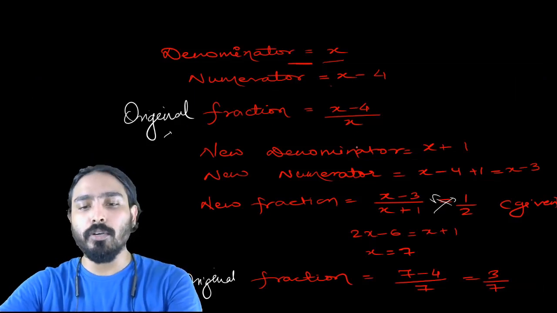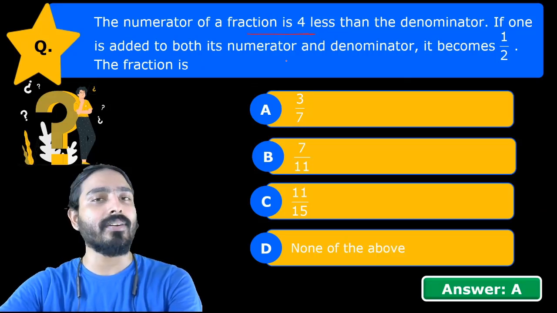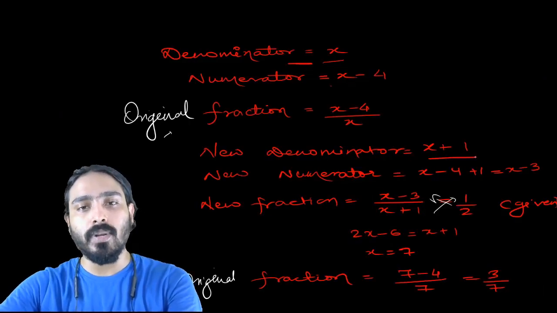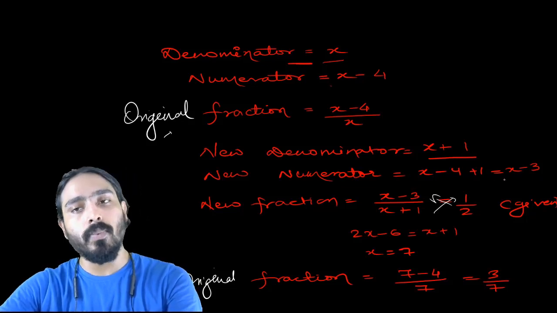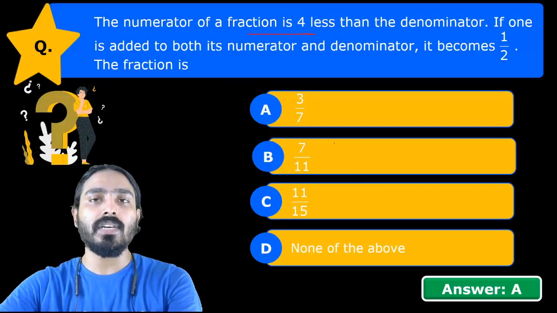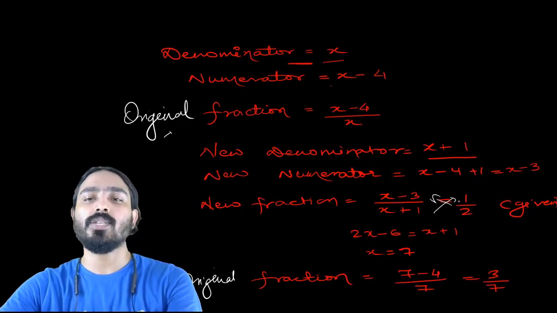So what will be the new denominator? According to the question, 1 is added to both its numerator and denominator. So let's look at this. The new denominator is x plus 1 and the new numerator will be x minus 4 plus 1, which will solve to x minus 3. Now what will be the new fraction? It is given it is equal to 1 upon 2. So x minus 3 upon x plus 1 is equal to 1 upon 2.